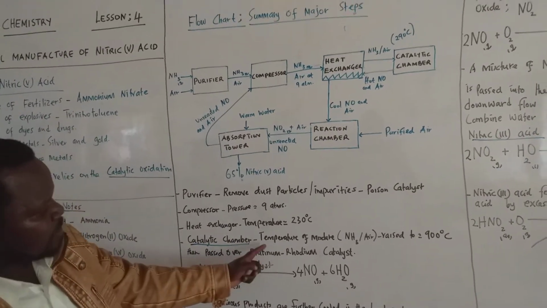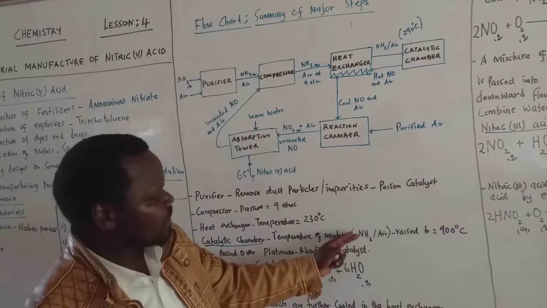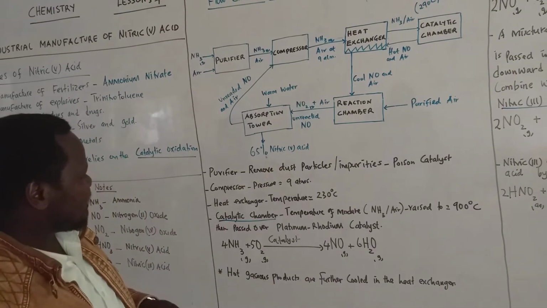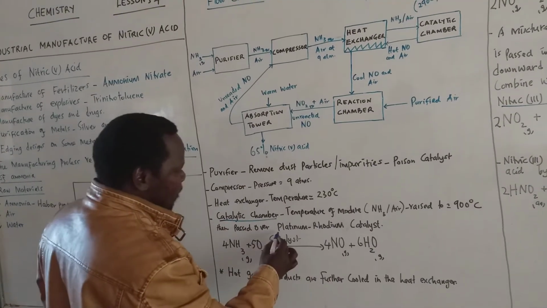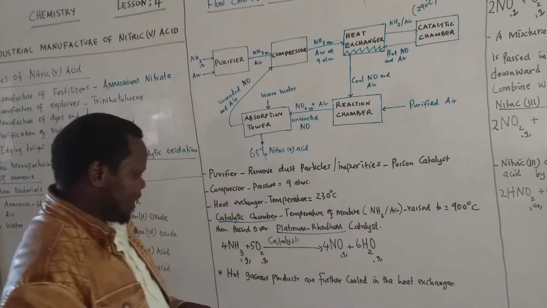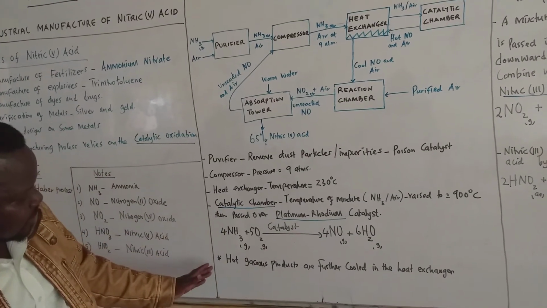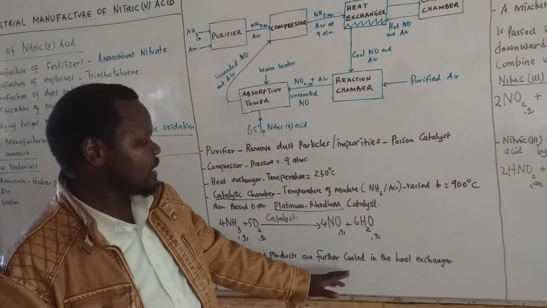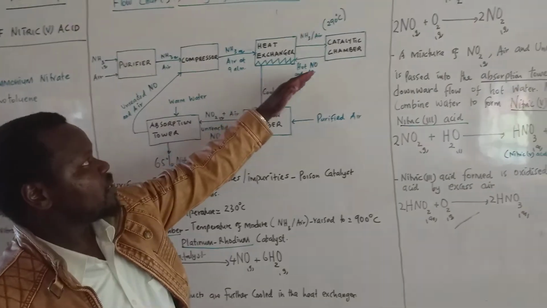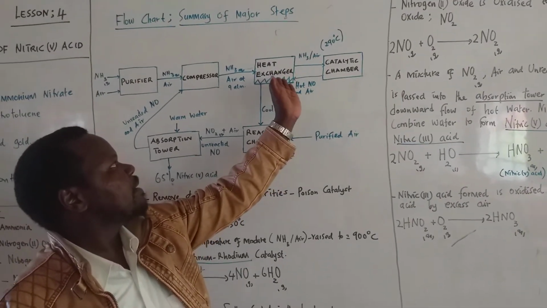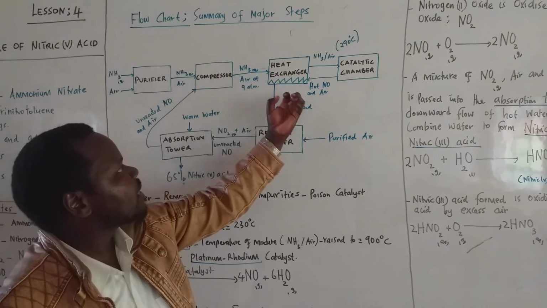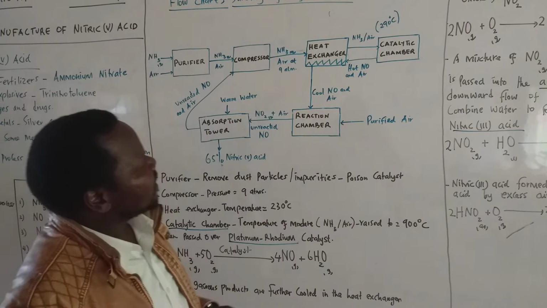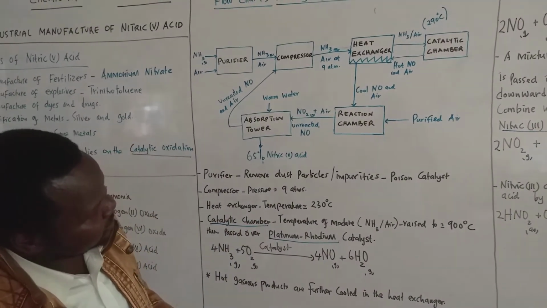And then at the catalytic chamber is where the temperature of the mixture, that is the ammonia and air, is raised to around 900 degrees Celsius, and then it is passed over platinum rhodium catalyst. Then you have the equations as indicated. The hot gaseous products are further cooled in the heat exchanger. So the moment you have this mixture getting back into the heat exchanger, there is cooling taking place, and that's why you have cool nitrogen 2 oxide and air exiting that heat exchanger.